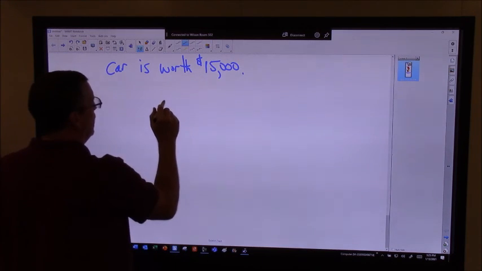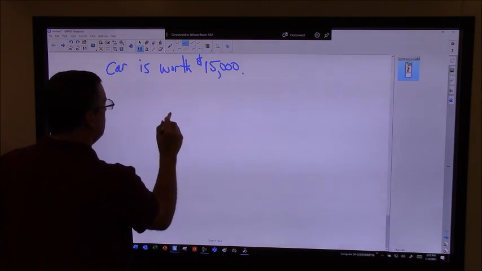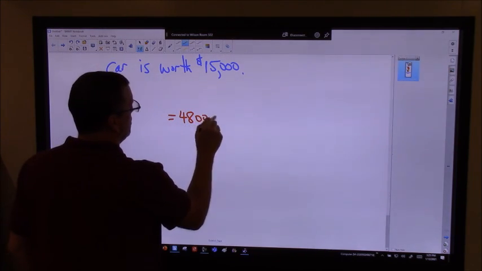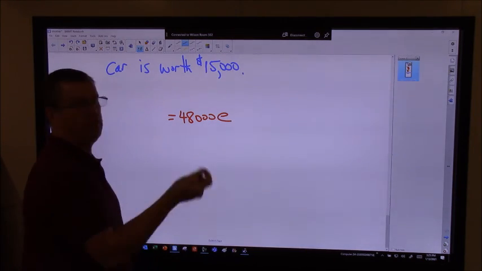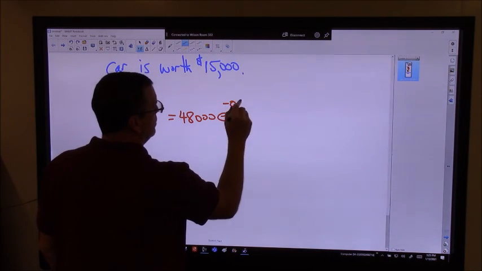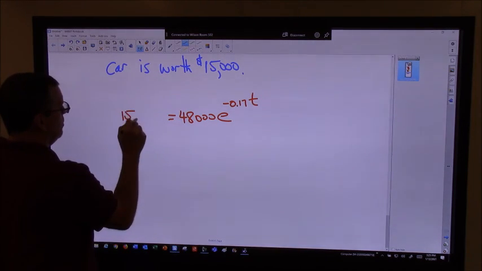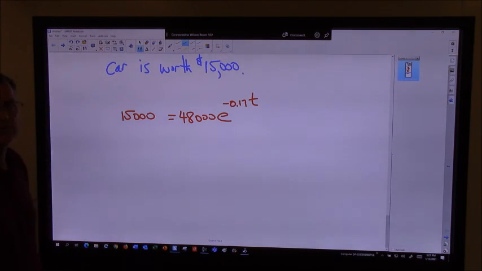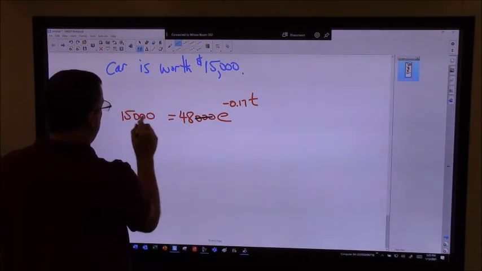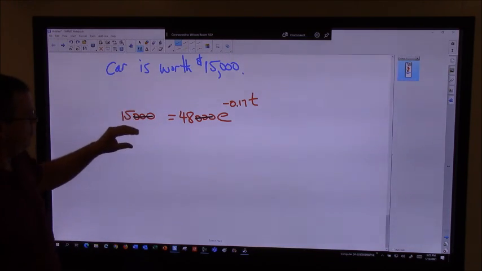Now remember, P is our initial value. So initially, in the beginning, this car was worth $48,000. It's depreciating, which means it's decreasing in value. So that means my exponent has to be negative, 0.17 times t. And I want to know, when is that going to be worth 15,000? So right away I could say, let's divide both sides by 1,000 and get 48 and 15. There's just fewer things to write down, so it makes it a little bit easier. But if you want to write 15,000 over 48,000, that's okay.